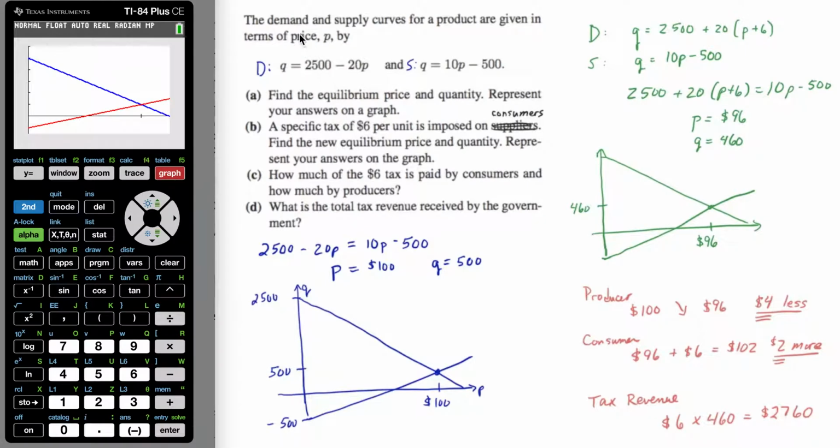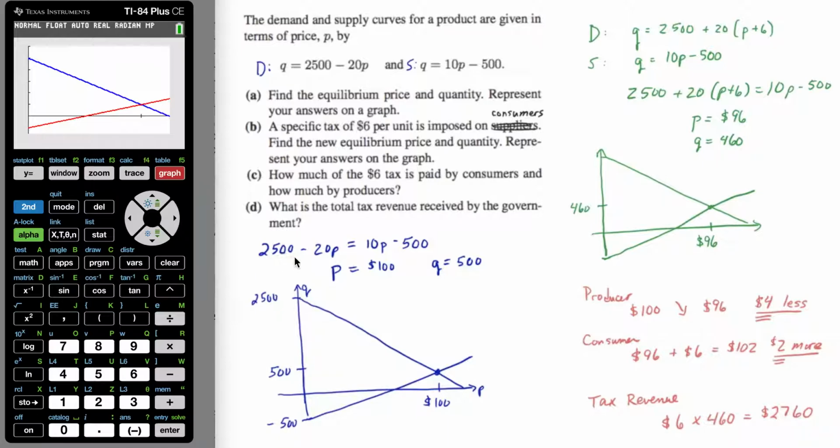In this exercise, we have a demand and supply curve for a particular product. The demand curve is Q equals 2500 minus 20p. The supply curve is Q equals 10p minus 500. We'll begin by finding the equilibrium price and quantity.